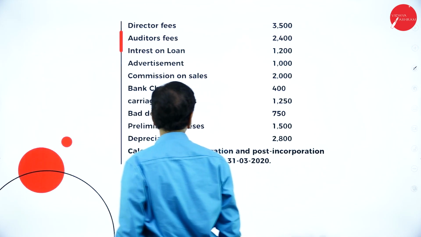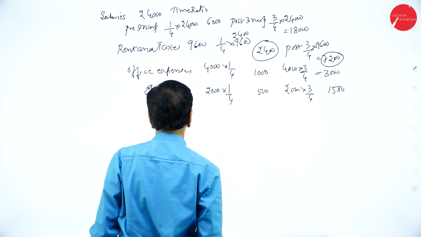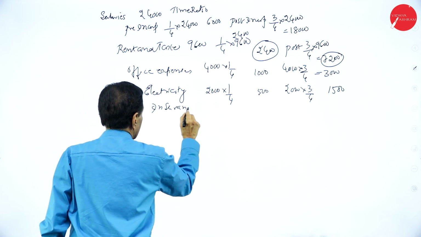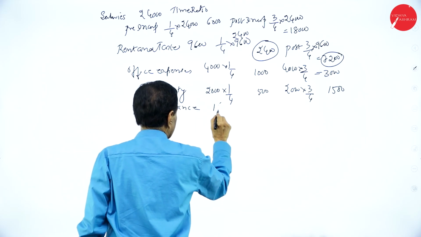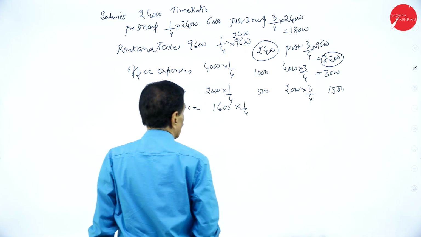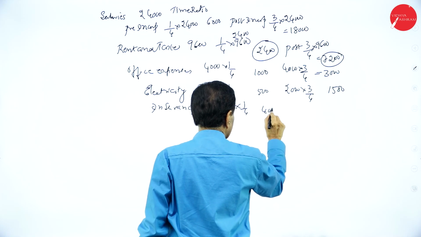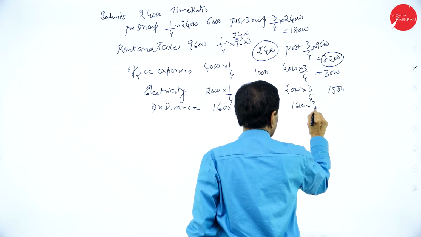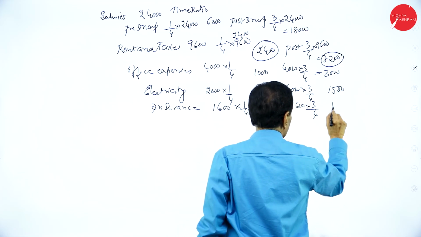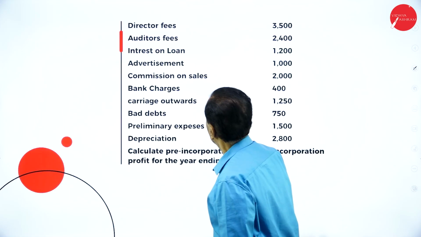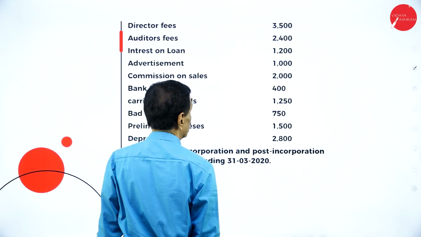Then insurance. Insurance 1,600. Pre-income 1 by 4, 400. Post income 1,600 into 3 by 4, 1,200. Insurance over. Then director fees.